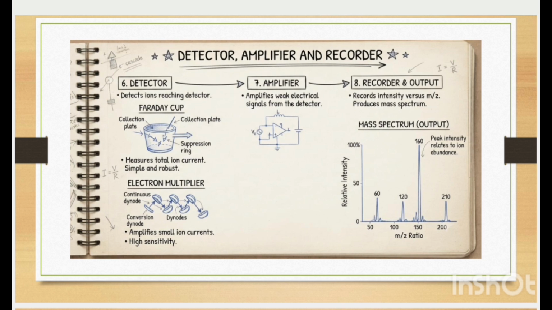Let us quickly revise. The sample travels through the sample inlet system. The neutral molecules are converted into ions in the ionization chamber. The ions are accelerated in the acceleration chamber. The mass analyzer separates ions according to their m/z value. The detector detects ions. The amplifier boosts the signal, and the recorder produces the mass spectrum. This is the complete working of a mass spectrometer.